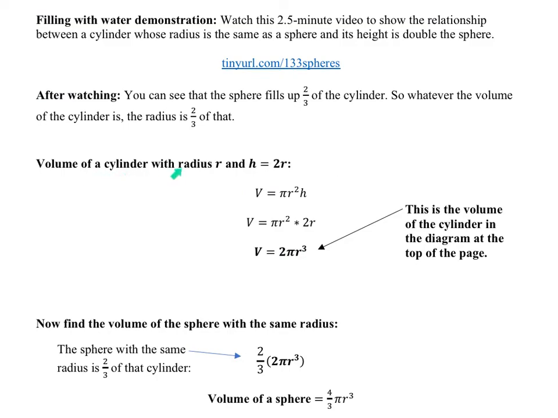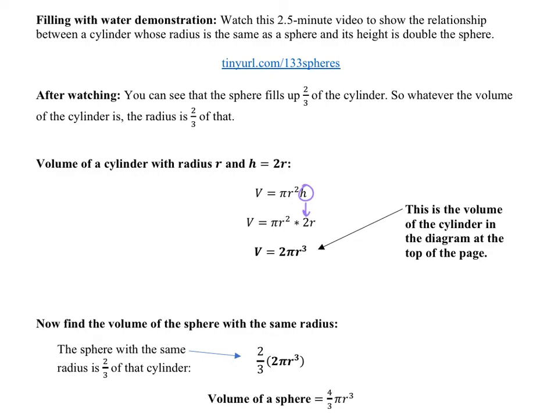Volume of a cylinder with radius r and height that is double the radius. We're going to plug that into the formula, because this is the formula for the volume of a cylinder. Now we're saying that the radius is still r, so that doesn't change. But the height is actually double the radius. So instead of h, we're going to substitute in 2r. So now it's pi r squared times 2r.